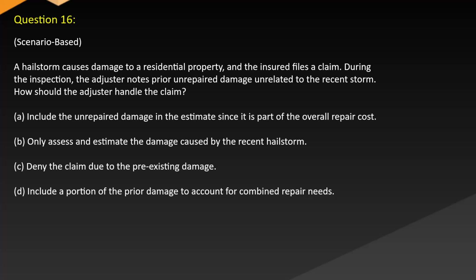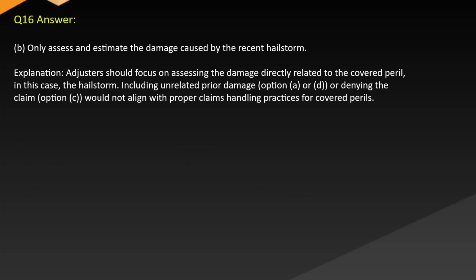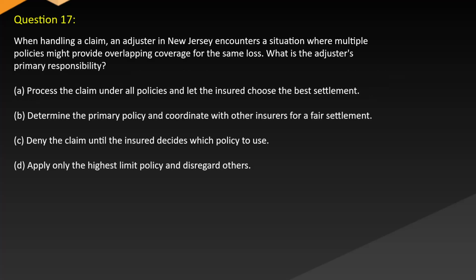C. Deny the claim due to the pre-existing damage. D. Include a portion of the prior damage to account for combined repair needs. Answer B. Only assess and estimate the damage caused by the recent hailstorm. Explanation: Adjusters should focus on assessing the damage directly related to the covered peril, in this case the hailstorm, excluding unrelated prior damage. Option A or D, or denying the claim, option C, would not align with proper claims handling practices for covered perils.